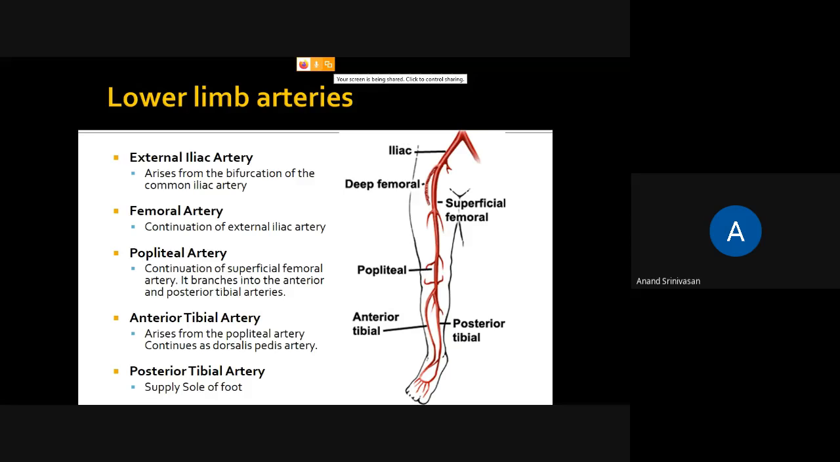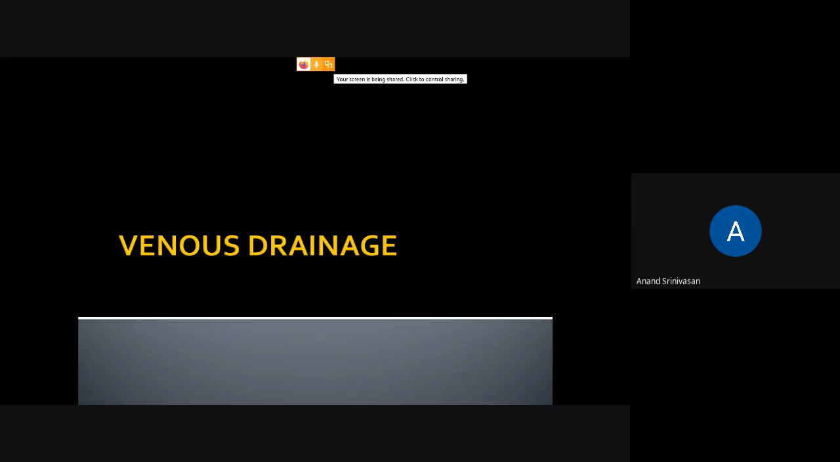So try to go through this lecture because it's a bit confusing one, and there will be at least 4 to 5 questions from this one. Okay. So you need to go through all the branches which arise. These are the arterial branches. Okay. Now let's see the venous drainage.